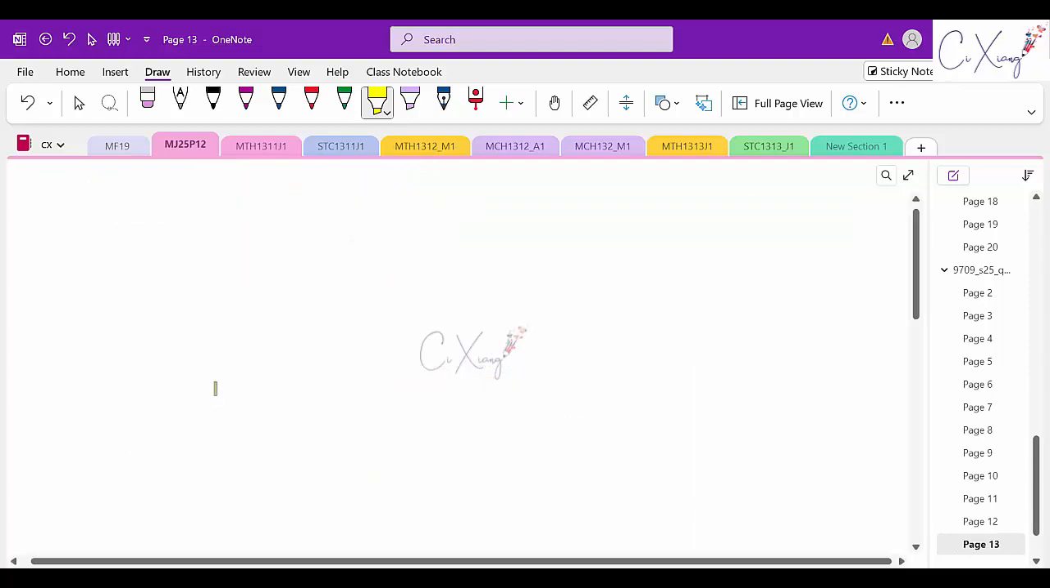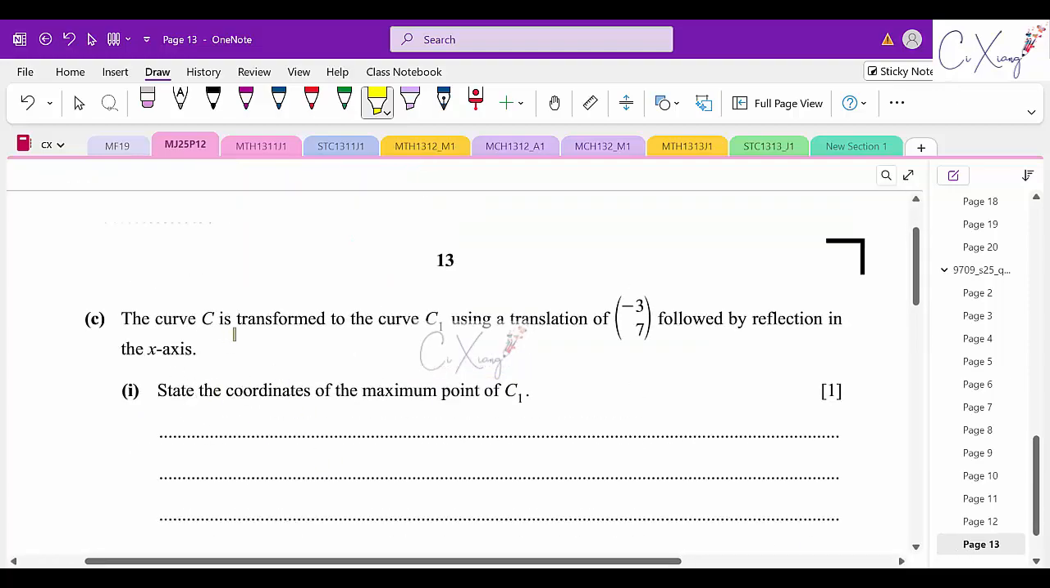For part C, now they are saying that the curve C is transformed to the curve C1 using the translation, followed by reflection in the x-axis. State the coordinate of the maximum point of C1. From C, now you transform it and it becomes C1. You go through 2 types of transformation. The first one is the translation. The other one is the reflection in the x-axis. Then what is the maximum point of C1?